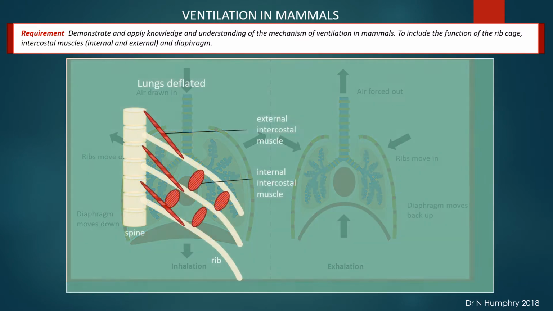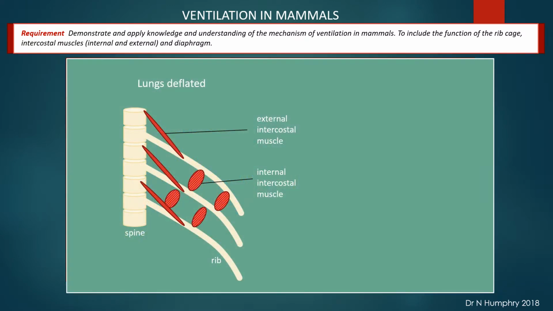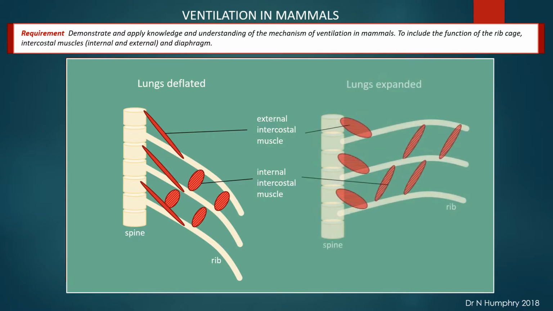The internal and external intercostal muscles oppose each other to move the ribs for lung ventilation. At rest, the external intercostal muscles connecting the ribs to the spine are relaxed, and the internal intercostal muscles connecting the ribs to each other are contracted. During inhalation, the external intercostals contract to lift the ribs, and the internal intercostals relax to allow the ribs to separate.